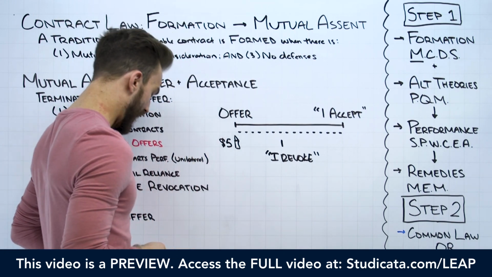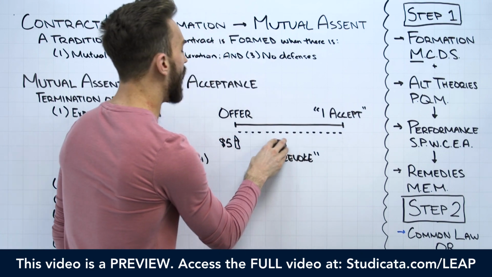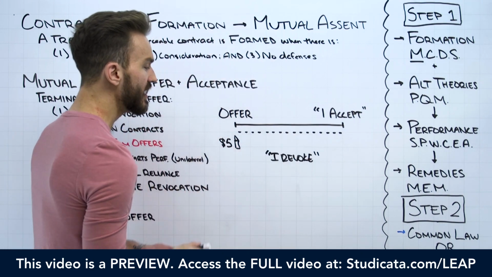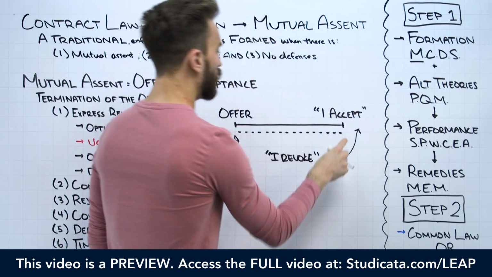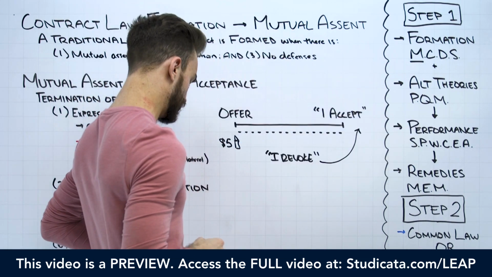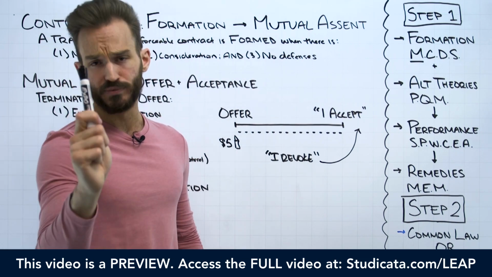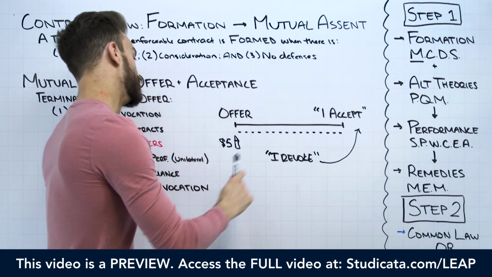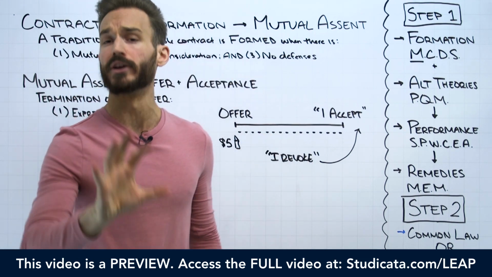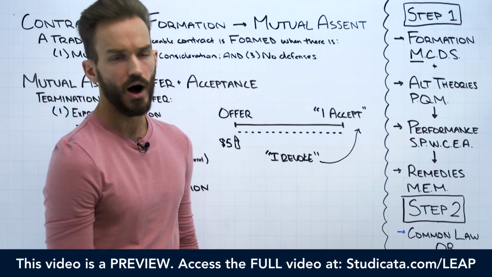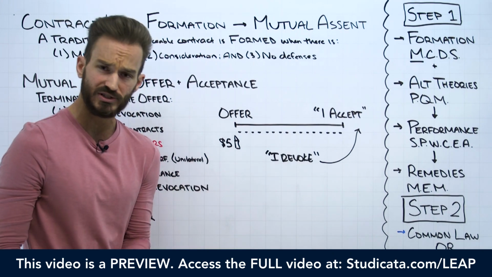Okay, now what would happen if we change where this I revoke happened? What if this happened after your purported acceptance? What if it happened over here on the timeline? So in this example, I say, I offer to sell you my dry erase marker for $5. You say, I accept, and then 2 seconds later, I say, you know what? I changed my mind. I revoke my offer. Well, is that a valid offer and acceptance? Do we have mutual assent?